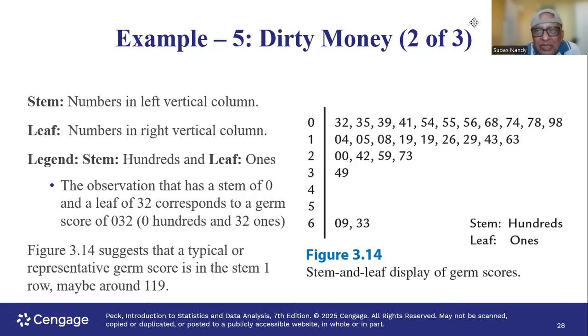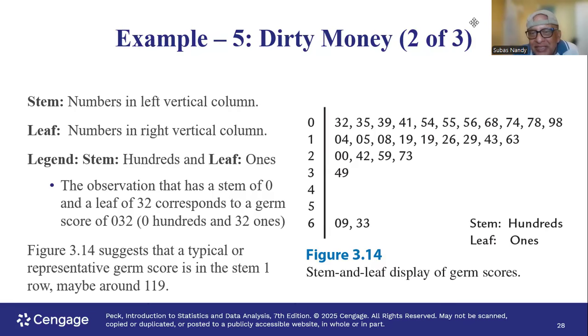For 32, 0 is the stem, 32 are the leaves. Okay. So the observation has a stem of 0 and a leaf of 32 corresponding to a germ score of 0.32. Figure 3.1 suggests a typical or representative germ score in the stem 1 and row maybe around 119.